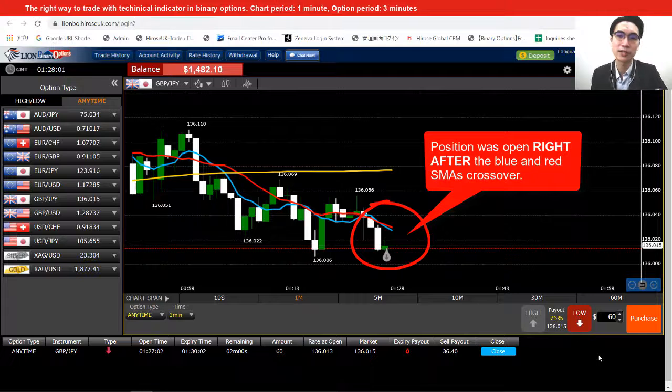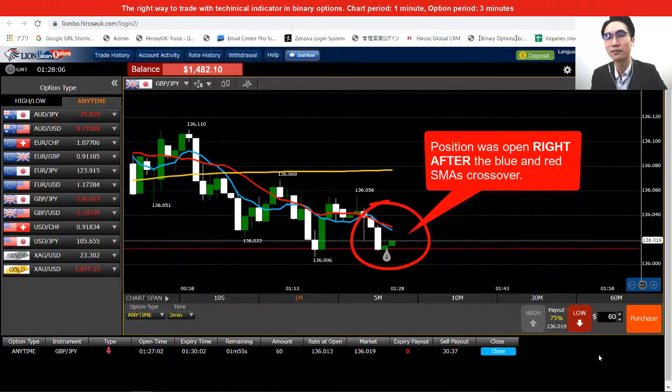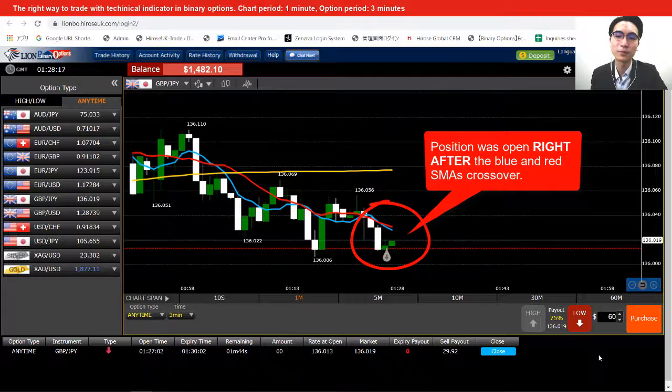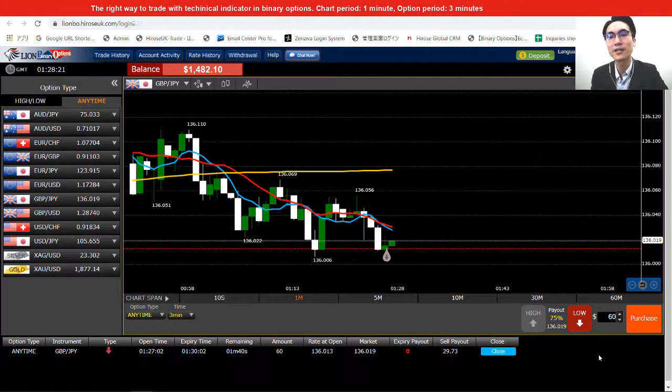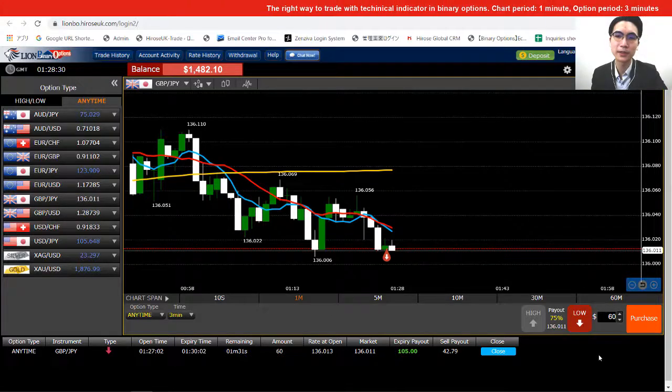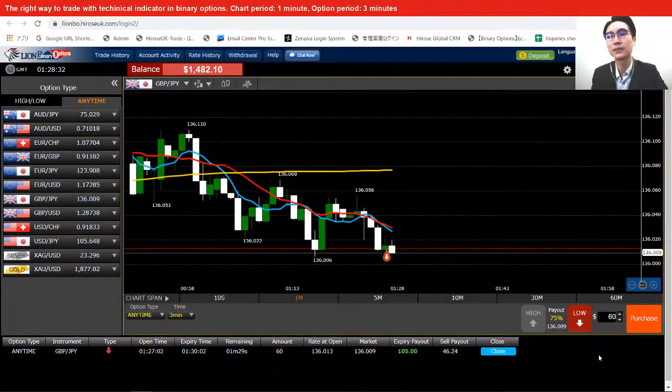I don't want to place the trade a few seconds or a few minutes after the crossover. I place it right when the crossover happens. So just keep that in mind, and try not to place a trade a few seconds or even a few minutes after the signal, because in binary option the result can change within seconds. So that's really crucial for you to open an option when the signal comes out.